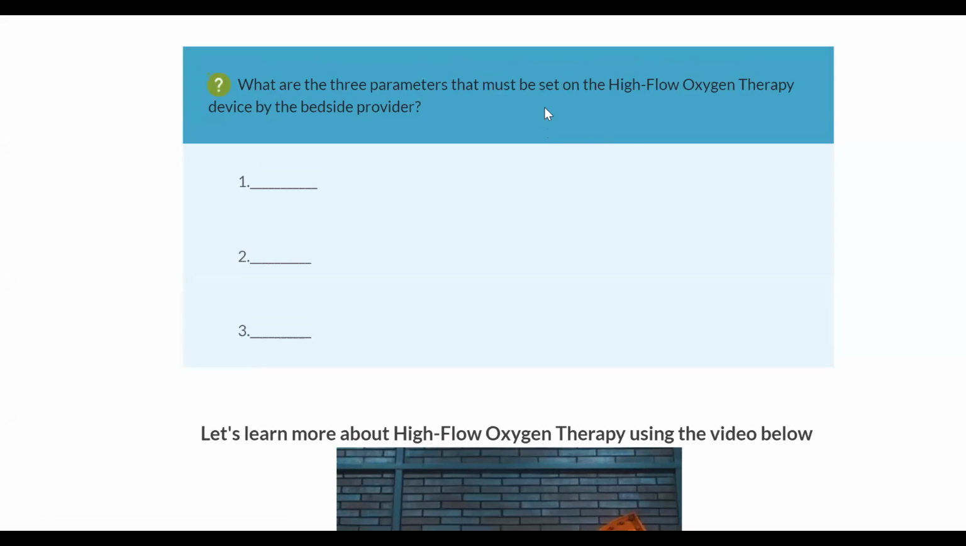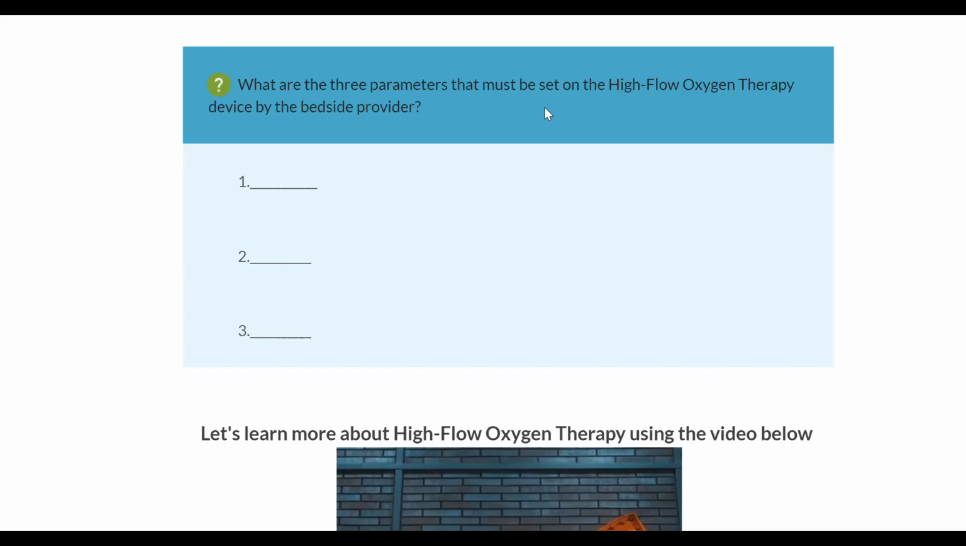So if I want to, yeah, remember the patient is breathing by himself. So you are not setting the respiratory rate. So you are setting FiO2 and the other two parameters. Flow rate, yeah. You are not setting the PEEP for this.